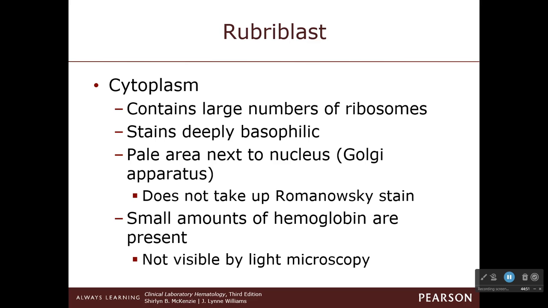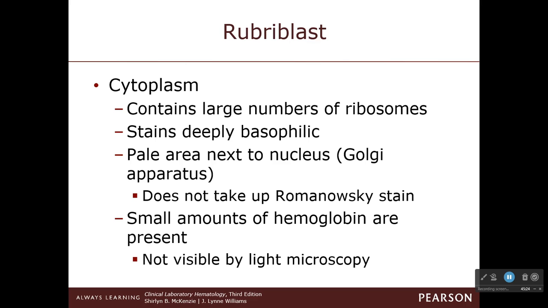There's always a pale area next to the nucleus where the Golgi apparatus is. And this is a new stain that you guys haven't ever heard, okay? It's known as a Romanowsky stain, okay? Romanowsky is like a pack of Skittles also, okay? And the Romanowsky stain that we use in the lab is called a Wright stain. W-R-I-G-H-T. Wright stain.